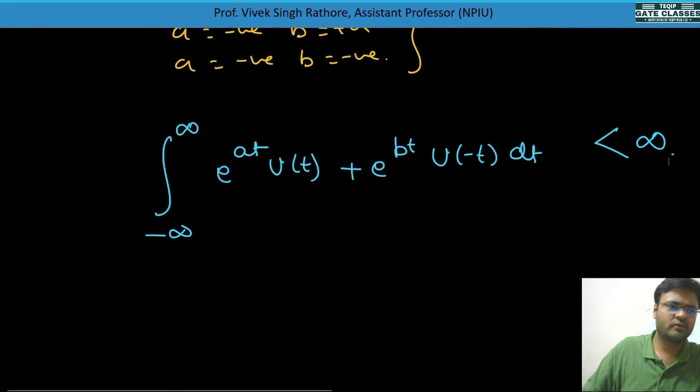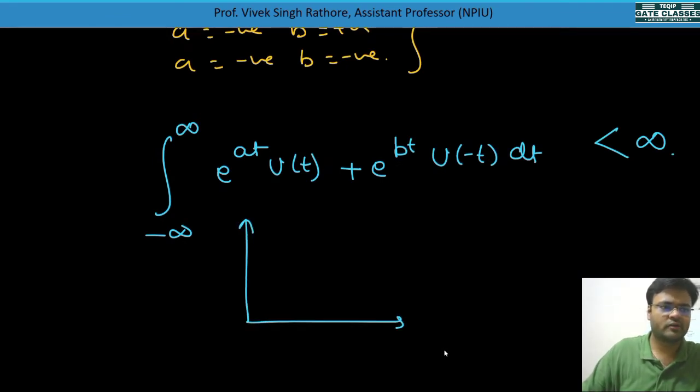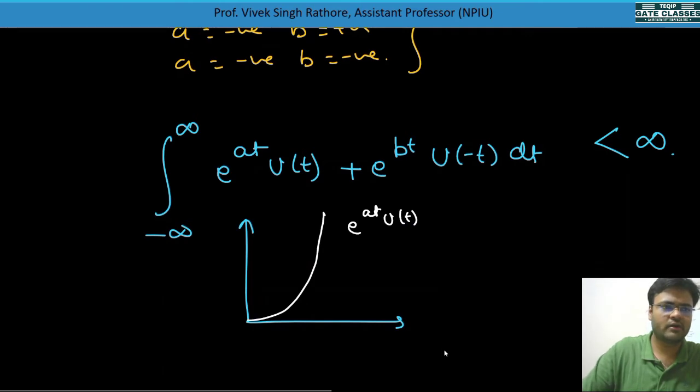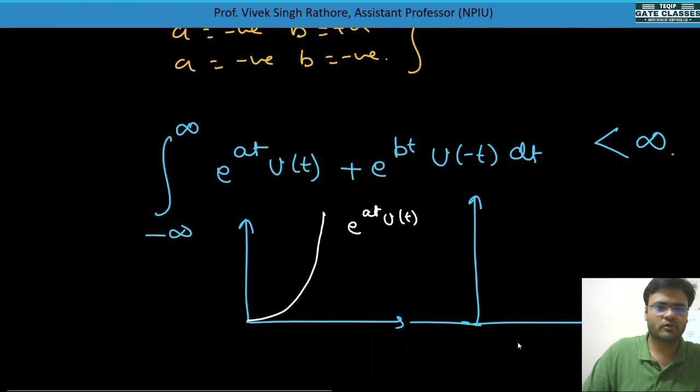Let's suppose e^(at) u(t), you can plot e^(at) u(t) like this. This is your e^(at) u(t), and e^(bt) u(-t) will be there. See, e^(bt) is like this. This is your e^(bt) u(t), but here it is a negative sign, u(-t) will be there, and it is plotted like this.